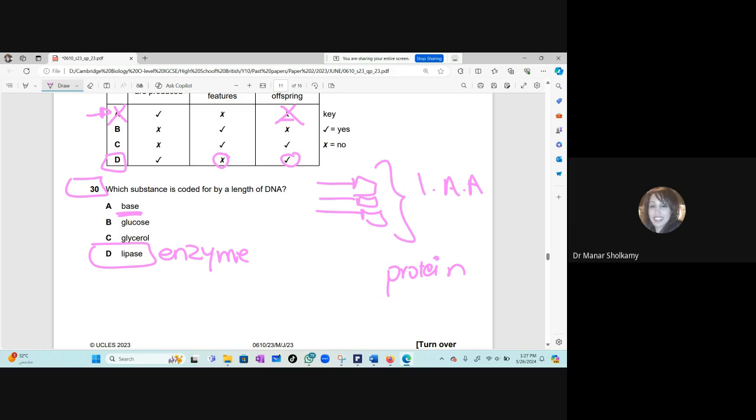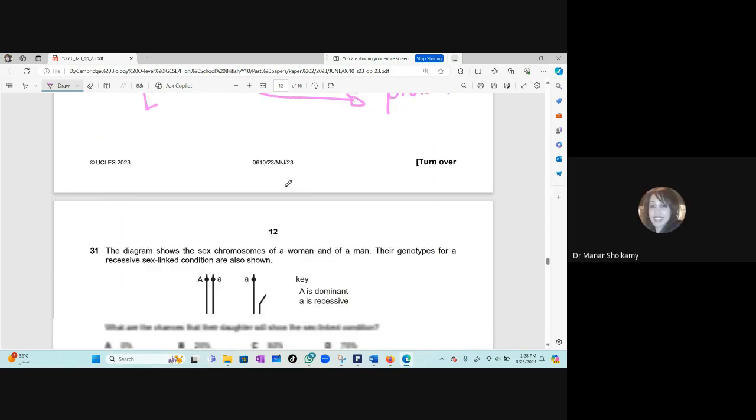So, which substance is coded for by a length of DNA? A protein. Which one of those is a protein? A or B or C or D? A base is not a protein. A base is part of the DNA, yes, but it's not a protein. Glucose is not a protein. Glycerol is not a protein. Glycerol is a carbohydrate. Lipase is an enzyme, and all enzymes are proteins. So the answer is D. Did you get this now? Yes. Okay, good. Thank you.